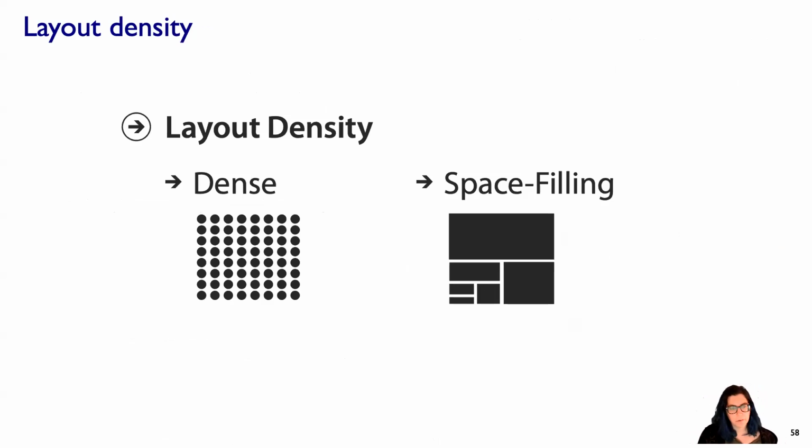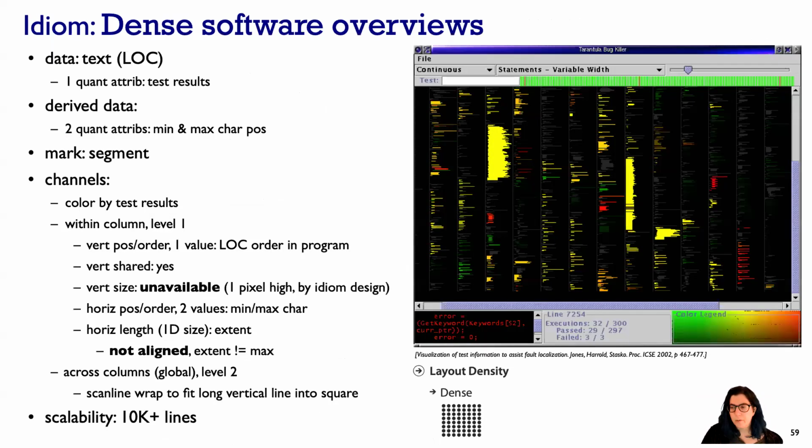One last thing to talk about this time is the idea of layout density, whether it's simply deliberately dense or full-on space filling. So space filling, for example, is those heat maps we saw. Those are absolutely filling space. Let's talk about a slightly less extreme version, but that's still quite aggressive about how much you can fit.